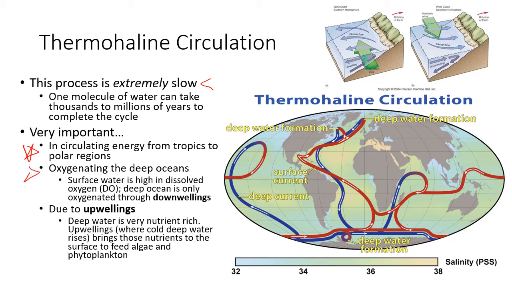It's also very important for oxygenating the deep oceans. Where you have these downwellings, this deep water formation, you have oxygen that goes down from the surface down to the bottom of the ocean, and it oxygenates the deep ocean. Oxygen is very important for any life that depends on aerobic cellular respiration. And it also creates upwellings, which are, again, very nutrient-rich waters that are coming up. So downwellings is surface water going down. Upwellings are deep water coming up.